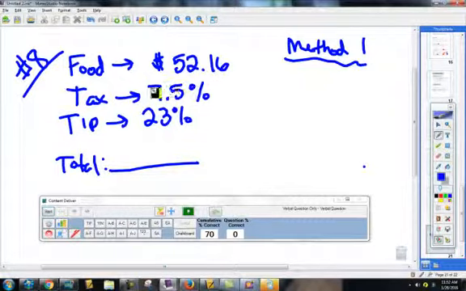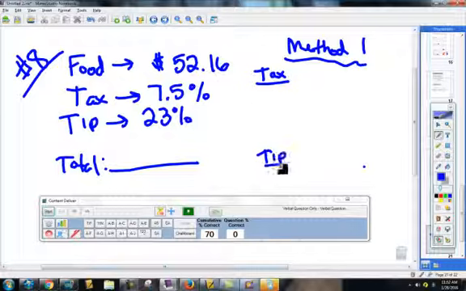Anytime you have percents involved, you have to find the percent of that. Because remember, tax on my $52 bill is going to be different than tax on a $95 bill, right? You guys understand what I'm saying? So it's going to be more. That's why you've got to recalculate the tax. So you've got to do 2 separate proportions. I'm going to have a tax proportion, and then I'm going to have a tip proportion.